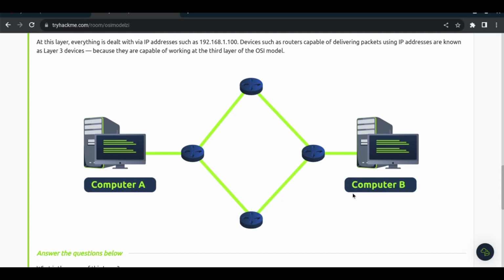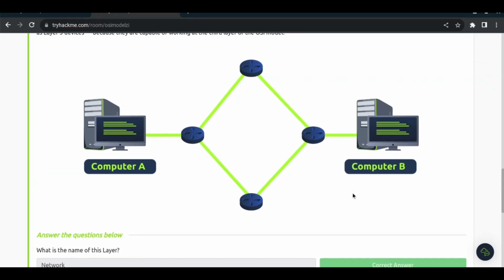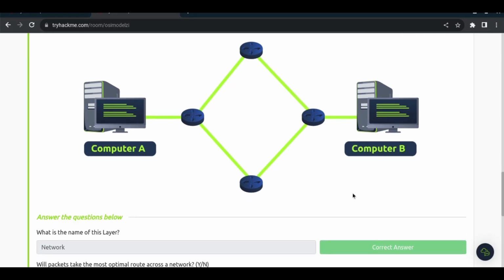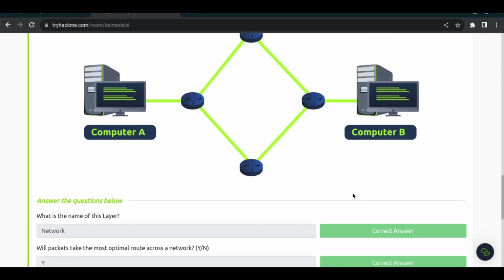Moving on to answer the questions below. What is the name of this layer? And that is network. Question 2. Will packets take the most optimal route across a network? And the answer is Y.